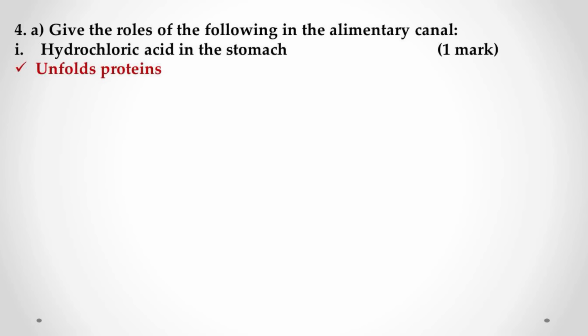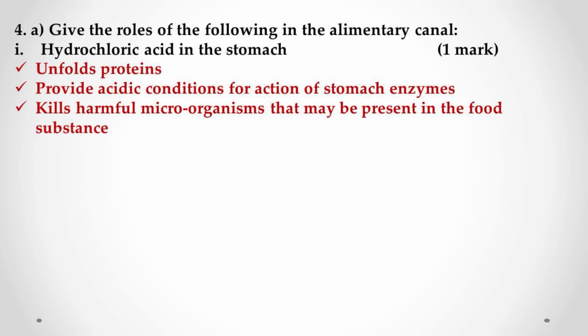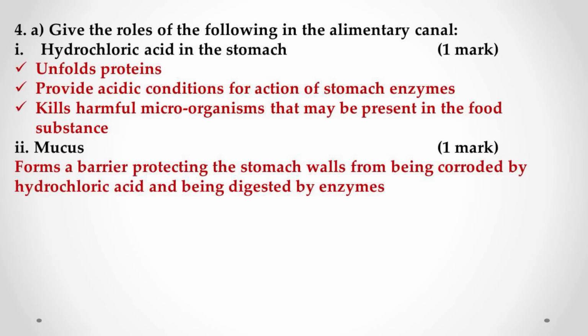Hydrochloric acid has various roles in the stomach. Among them, it unfolds proteins. It also provides acidic conditions for action of stomach enzymes. And lastly, it kills harmful microorganisms that may be present in the food. The function of mucus in the alimentary canal is that it forms a barrier protecting the stomach walls from being corroded by hydrochloric acid and being digested by enzymes.